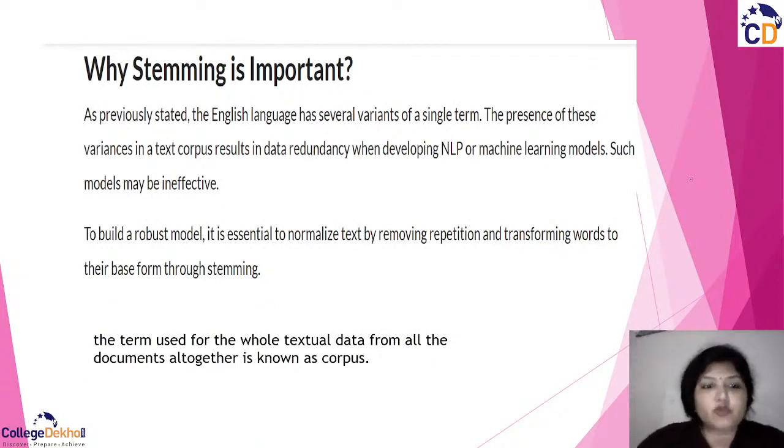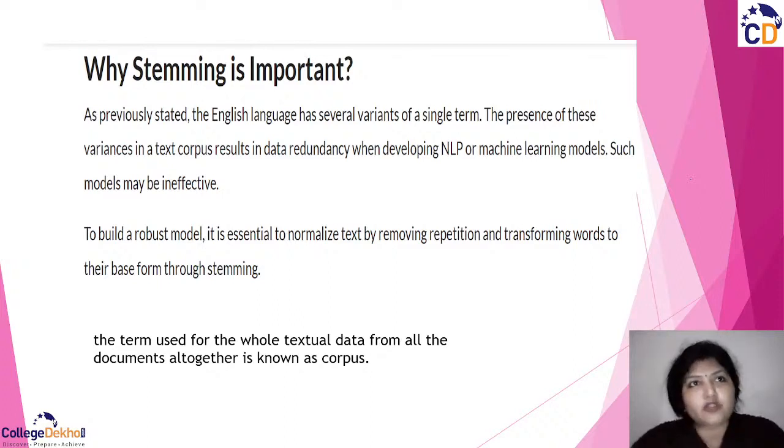Now why is it important? Before moving into the important part, the important term is corpus. What is a corpus? It is the term used for the whole textual data. You have a complete document, and all the text contained in all the documents together would be taken as a corpus. Now, as we have seen, in the English language there are several variants of a single term. The presence of these variants in the text corpus results in data redundancy. So the same word is repeated again and again, and there would be redundancy in data, right?